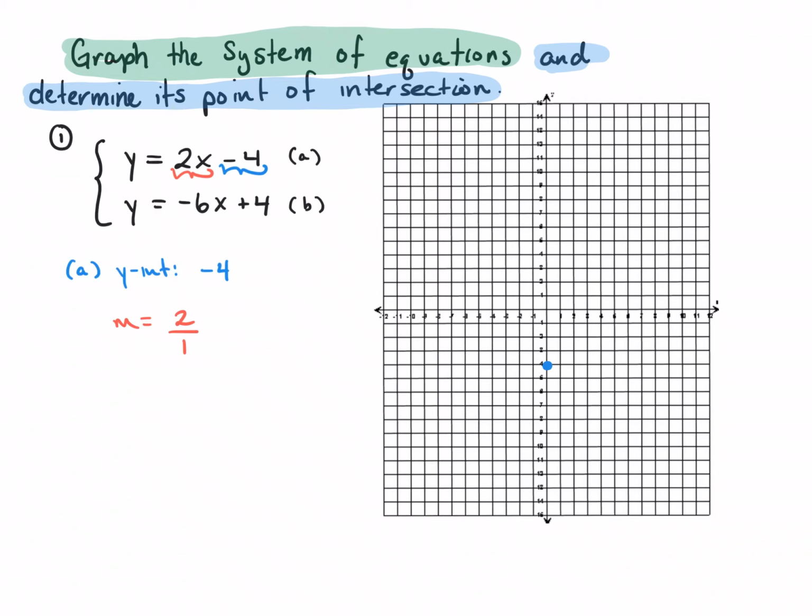And then from there, I use my slope. The slope is the change in y divided by the change in x. Because this is a +2, that means we're going to go up 2. And the bottom number, because it's positive, means we're going to go right 1. So I go up 2, then right 1, and after I do both of those directions, I plot a point where I end up. Following that pattern, I go up 2, over 1, and plot that point.